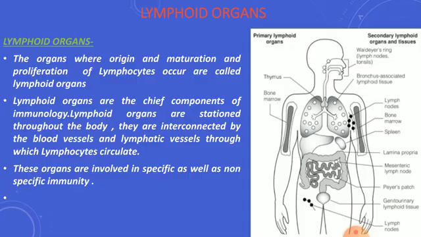So first of all we will talk about what lymphoid organs are. The organs where origin, maturation and proliferation of lymphocytes occur are called lymphoid organs. Lymphoid organs are stationed throughout the body and they are interconnected by the blood vessels and lymphoid vessels through which lymphocytes circulate. Lymphoid organs are involved in specific as well as non-specific immunity. So we can see all lymphoid organs in this picture.